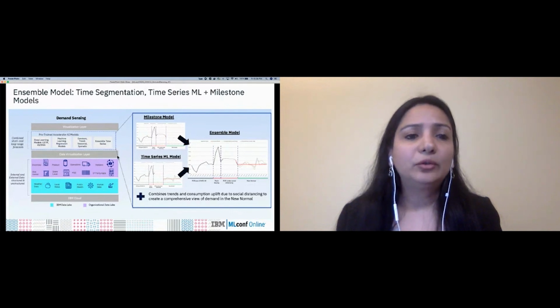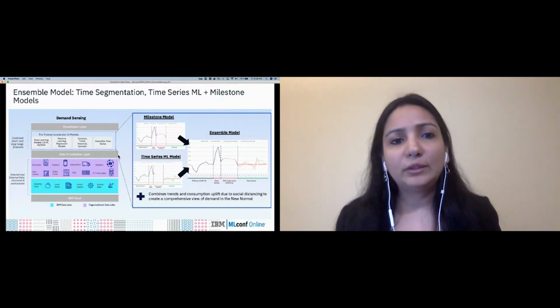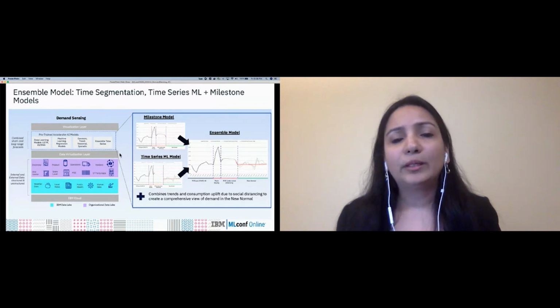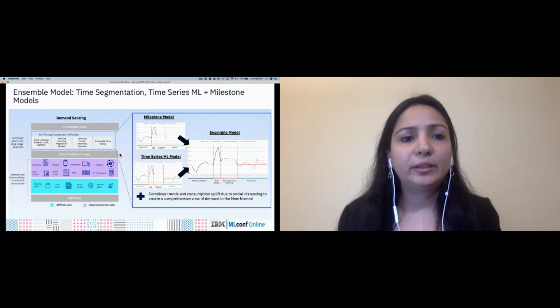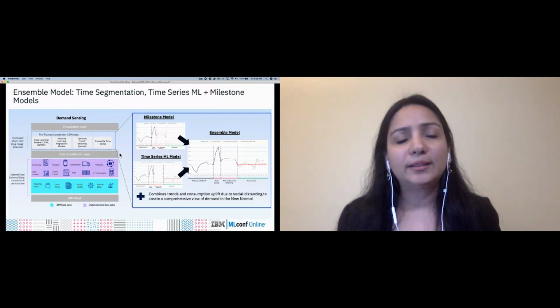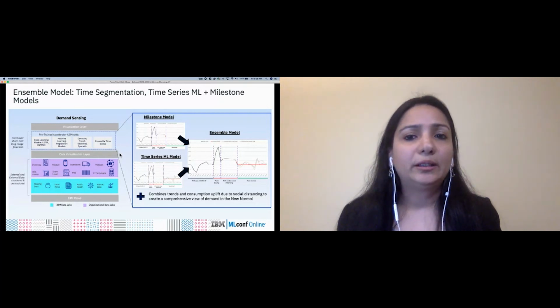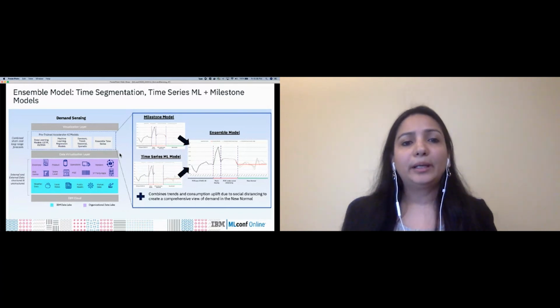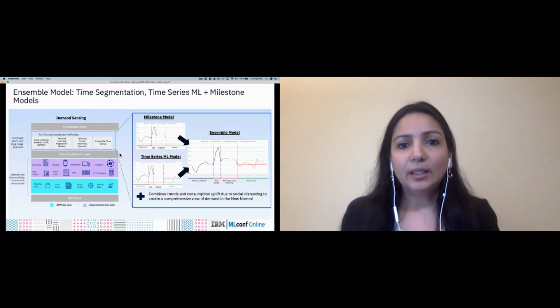So here I'm going to talk about an approach that we took, where we did some time segmentation followed by ensembling a time series machine learning model with a milestone model. And basically what this does is it combines the trends and consumption uplift to create a comprehensive view of demand in the new normal. So what do I mean by a segmented time series?